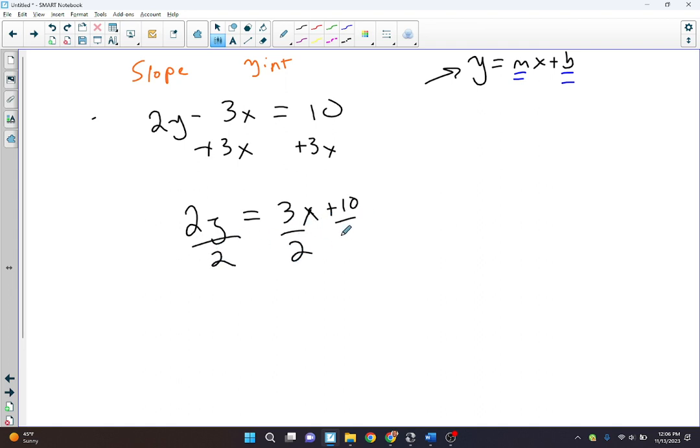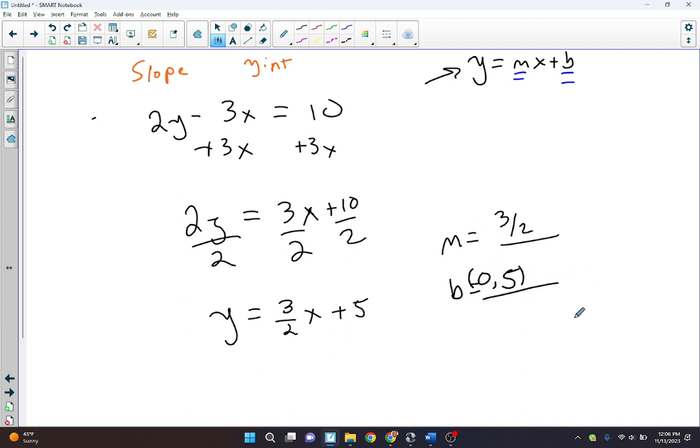Divide both of them by 2. Don't forget to divide both of them. People forget that all the time. So y equals 3/2 x plus 5. So if I ask you for the slope, that answers 3 over 2. If I ask you for the y-intercept, the answer is 5. You could also write 0, 5. Same thing.